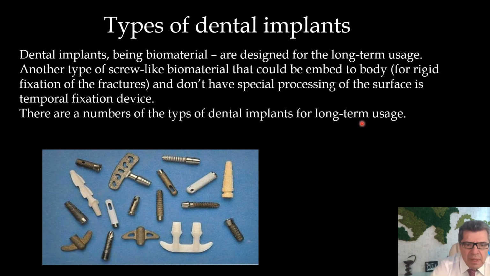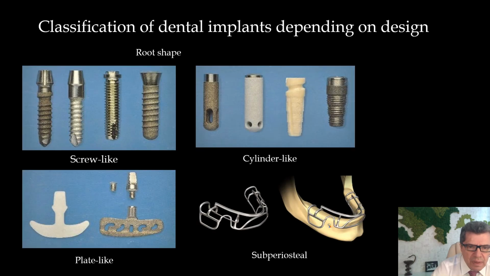Dental implants, being biomaterials, are designed for long-term usage. Another type of screw-like biomaterial that could be embedded into the body is used for rigid fixation in fracture treatment and doesn't have special surface processing, as these are temporary fixation devices. There are a number of types of dental implants for long-term usage. In the classification of dental implants depending on design, we have the root shape, like the tooth root. Among these, the screw-like and cylinder-like. Other types of dental implants are the plate-like and subperiosteal implant.